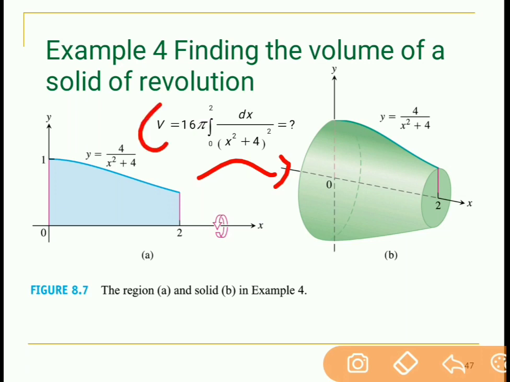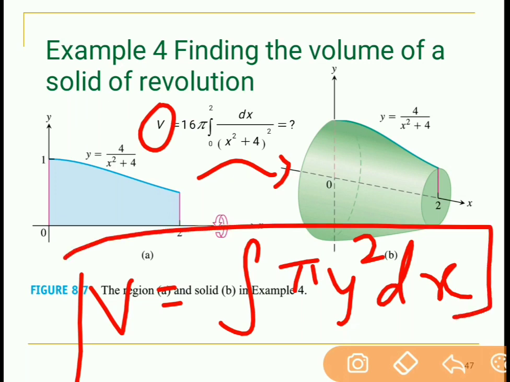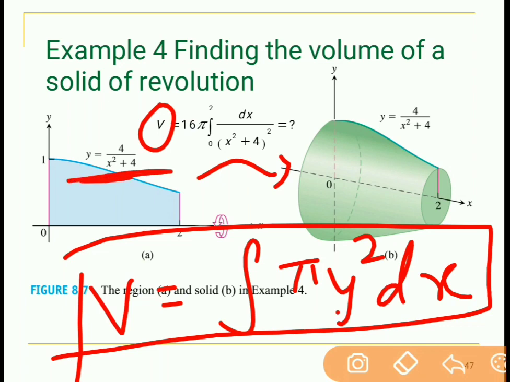The volume of this solid can be found out with the help of integration. So volume is equal to what? Volume is equal to integration of pi times y square into dx. This is the formula which you need to remember. Volume is equal to integration of pi y square into dx, where y is the given function, that is 4 by x square plus 4.